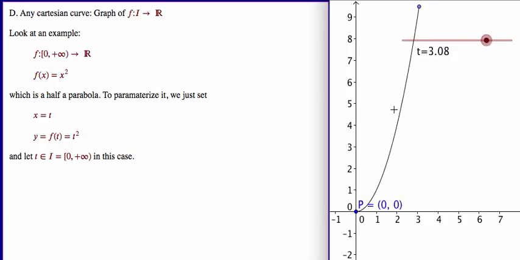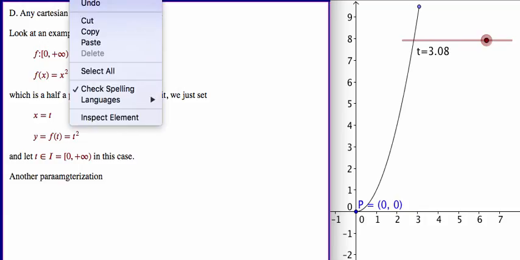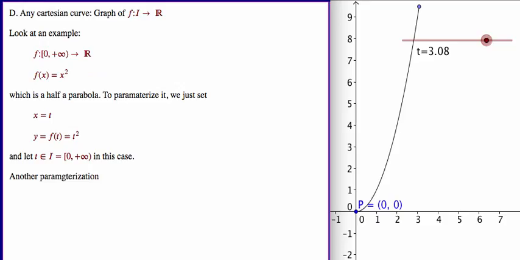Incidentally, who said I had to parameterize it this specific way? What I'm going to do is give you another parameterization. Well, if I could type, I would be able to do it, but let's try again. Another parameterization. My spelling checker didn't help me very much.